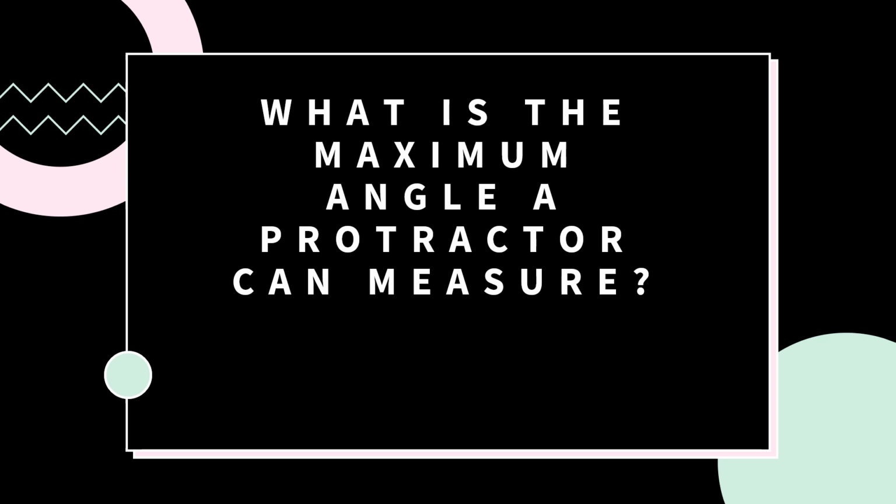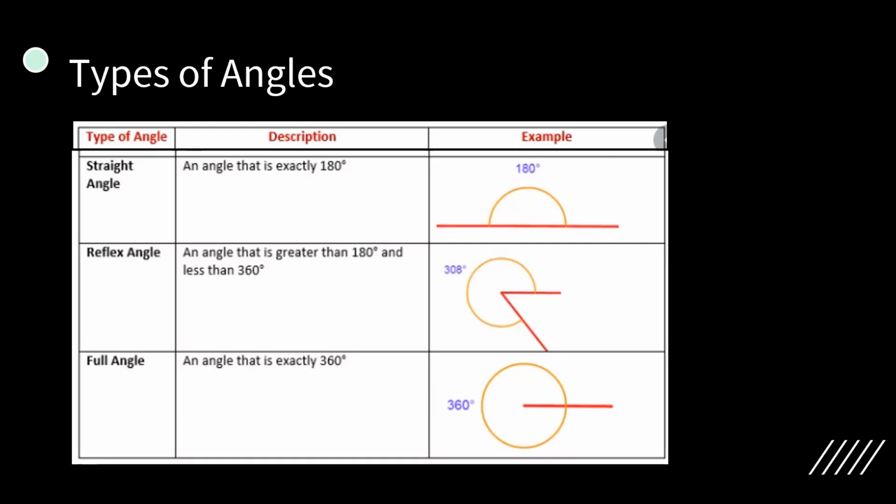What is the maximum angle a protractor can measure? Can you think? We have also learned about a straight angle, a reflex angle and a full angle. A straight angle is exactly 180 degrees. An angle that is greater than 180 and less than 360 is called a reflex angle. And a full angle is when the two arms of an angle meet each other. A full angle is exactly 360 degrees.